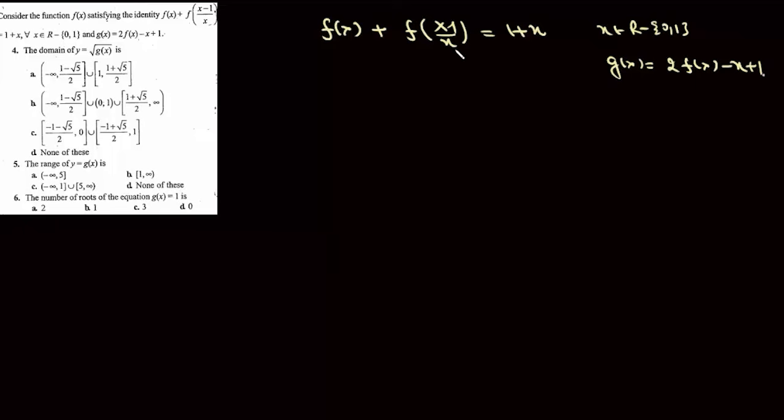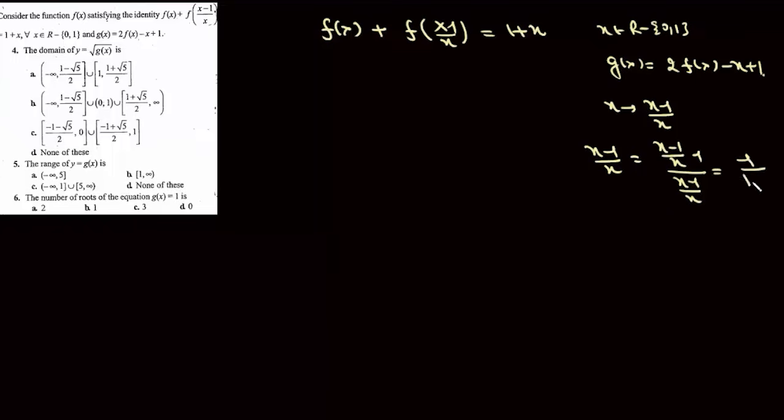Now, looking at this x and (x-1)/x, we know that this is a 3-cycle substitution. So, if we replace x with (x-1)/x, we know that (x-1)/x will change to ((x-1)/x - 1)/((x-1)/x), which will be -1/(x-1). And in this also, if we replace x with (x-1)/x, it will be 1 minus... it will be simply x. So it's a 3-cycle process.